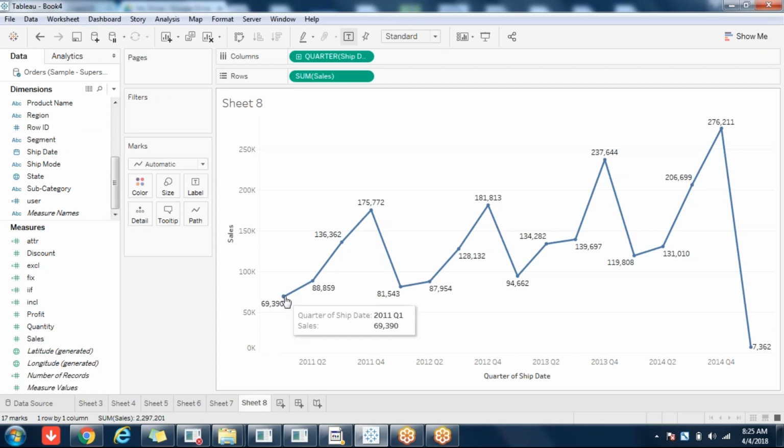You can see in the tooltip 2011 Q1, 2011 Q2, 2011 Q3, Q4. Again, starting from here, 4 values. This line is just joining them for the sake of continuity. Nothing else, this line doesn't have any sense. 2011, 12, 13, 14, and 15, and only one quarter is there. So that's how it is.